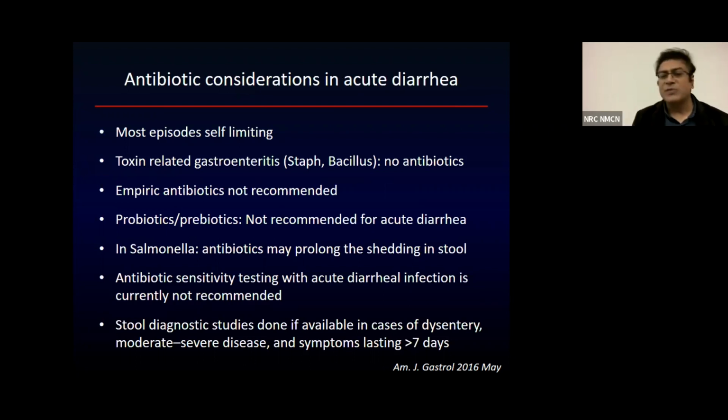Toxin-related gastroenteritis, predominantly due to Staph or Bacillus, does not need antibiotics. Empirical antibiotics in general for acute diarrhea are not required. Probiotics and prebiotics again are not required. In Salmonella, antibiotics may prolong the shedding in stool. And antibiotic sensitivity testing in acute diarrheal infection is not recommended.